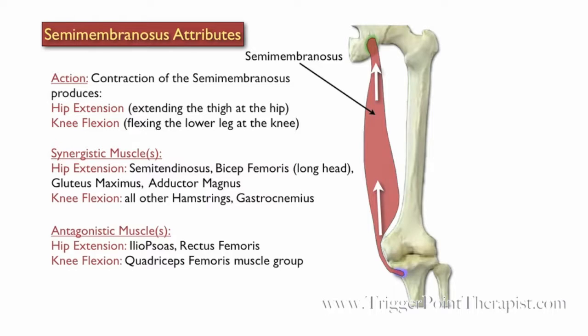The iliopsoas and rectus femoris oppose the semimembranosus during hip extension, and the quadriceps femoris group opposes this muscle during knee flexion.